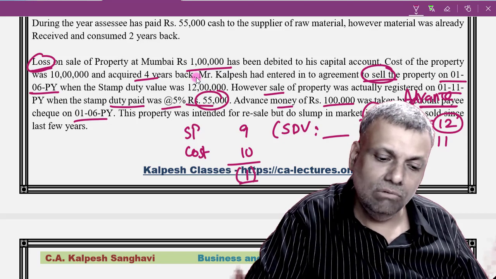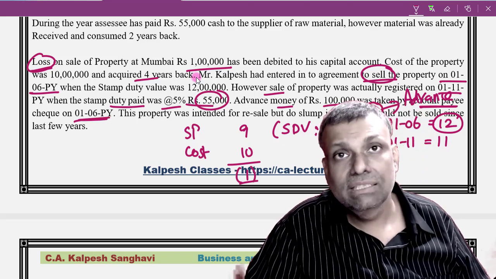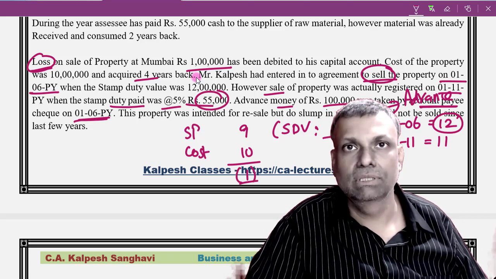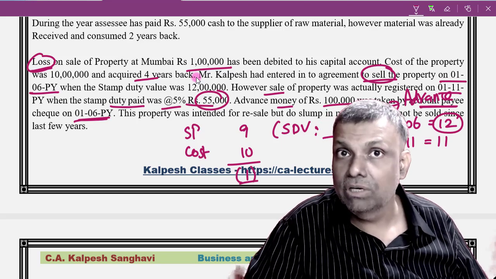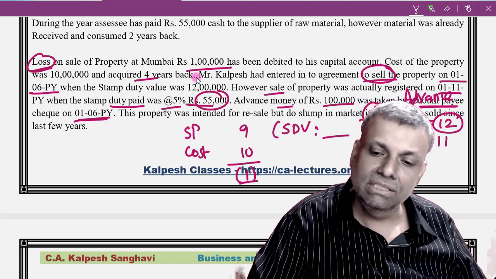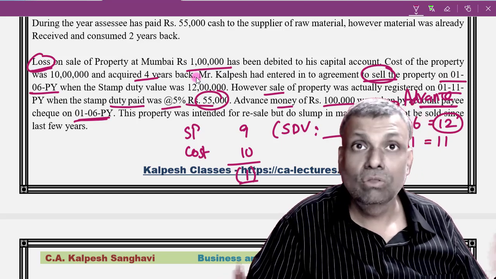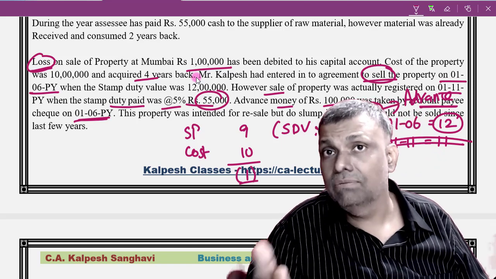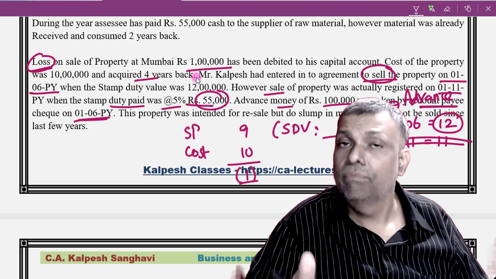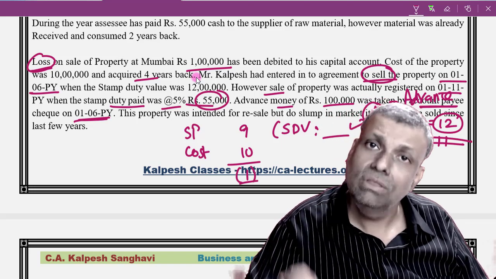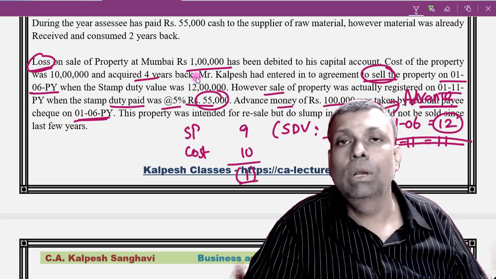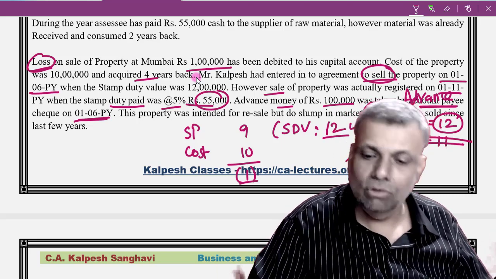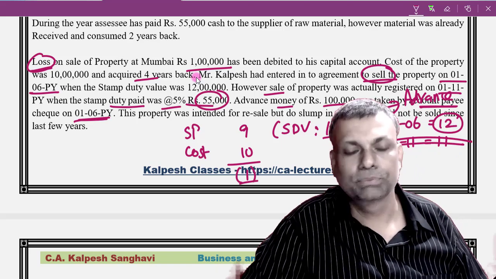It is already mentioned on 1/6 of the previous year. Now, since the advance money was taken by an account payee cheque on 1/6 of the previous year, the stamp duty value on 1st of June will be considered as relevant. So the value on the date of registration will not be relevant. However, if the advance cheque was not taken, then the stamp duty value on the date of registration of the agreement will be considered as relevant. Okay, so in the given case, the stamp duty value considered will be 12 lakhs.